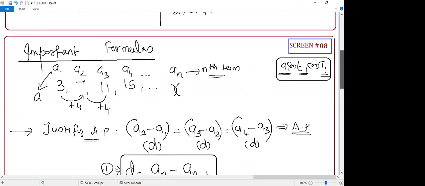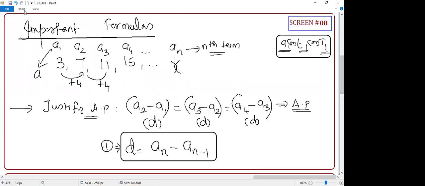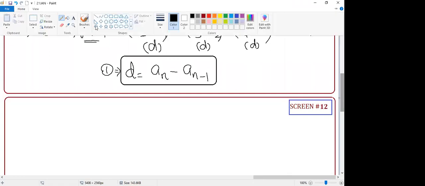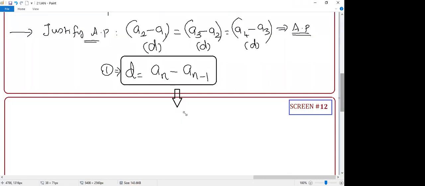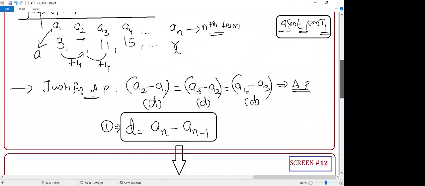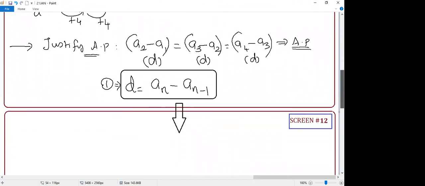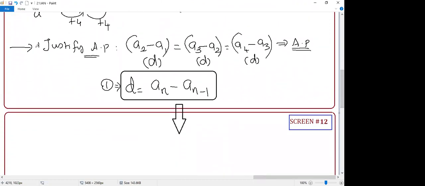Maybe I'll use the same screen. I'm not moving to screen number 9 because I want to continue from here. I'll put an arrow mark here. One minute, students. So screen 8 is continued in screen 12, because I have to scroll up and down. So formula number 1 is over.